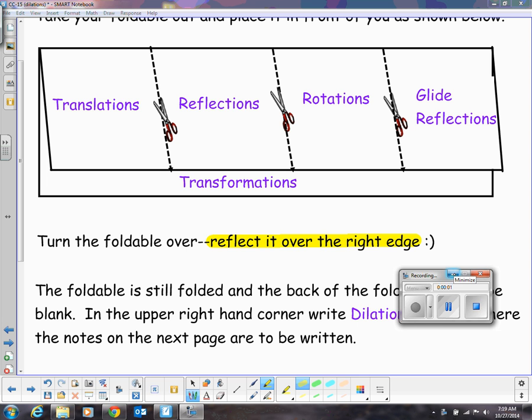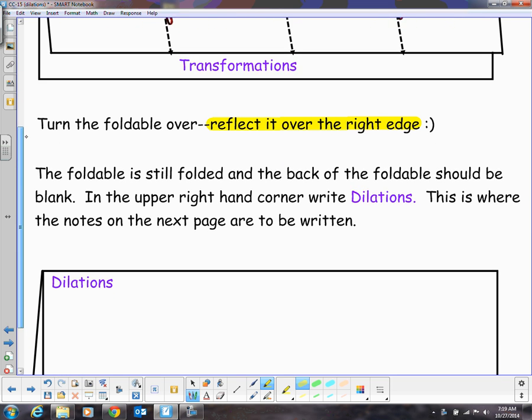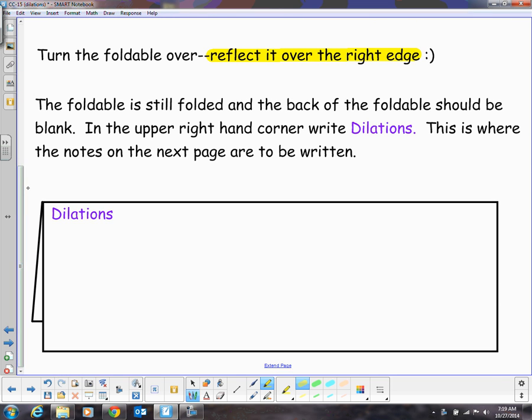Terminology. Foldable is still folded. The back of the foldable should be blank. In the upper right-hand corner, write dilations. This is where the notes on the next page are to be written. And I did a picture for you all. You know how time-consuming that was to draw?